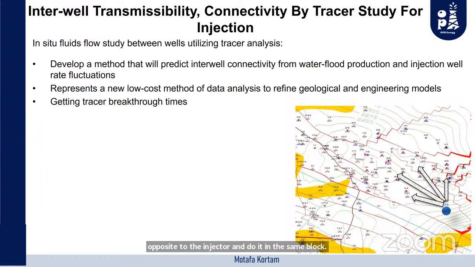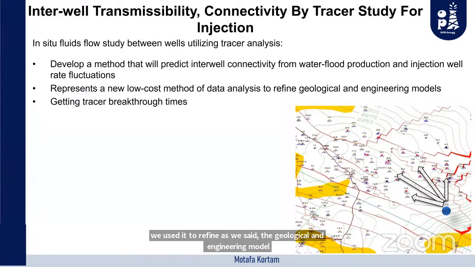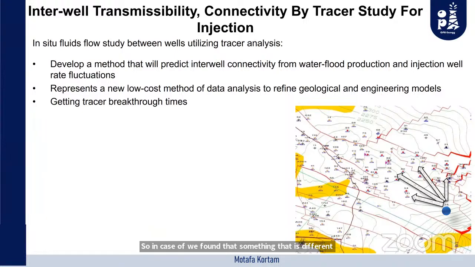It's a very simple operation and very low cost that we used to refine, as we said, the geological and engineering model. So in case we found something different from what the numerical model had provided, we need to revisit the numerical model again, so we can either decrease or increase the transmissibility, or play with some geological or petrophysical aspects in order to match the breakthrough times attained from the tracers.